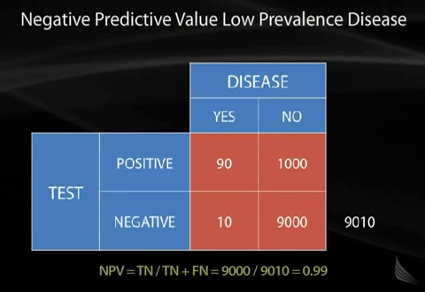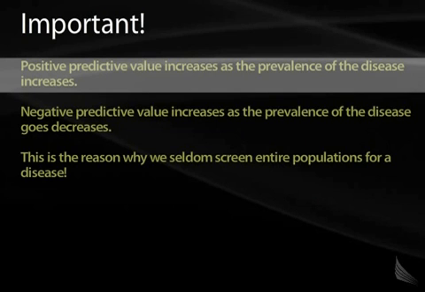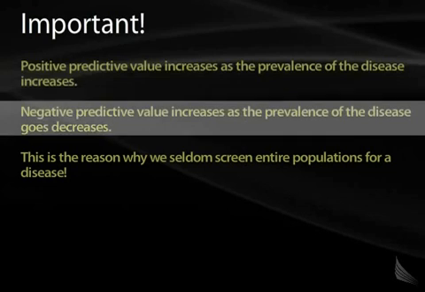This means that the background rates of disease make an enormous difference in interpretation of test results. Most patients who walk through the door already have some probability of having the disease. The test result simply increases or decreases the probability of that disease being present. So important general rules: the positive predictive value increases as the prevalence of the disease increases. The negative predictive value increases as the prevalence of the disease decreases.